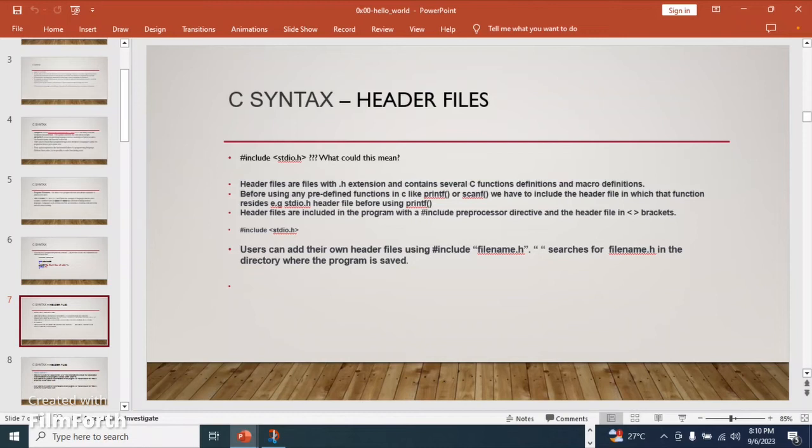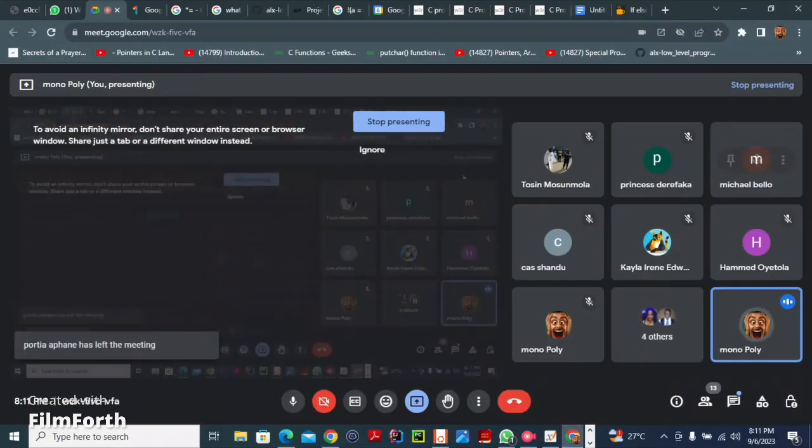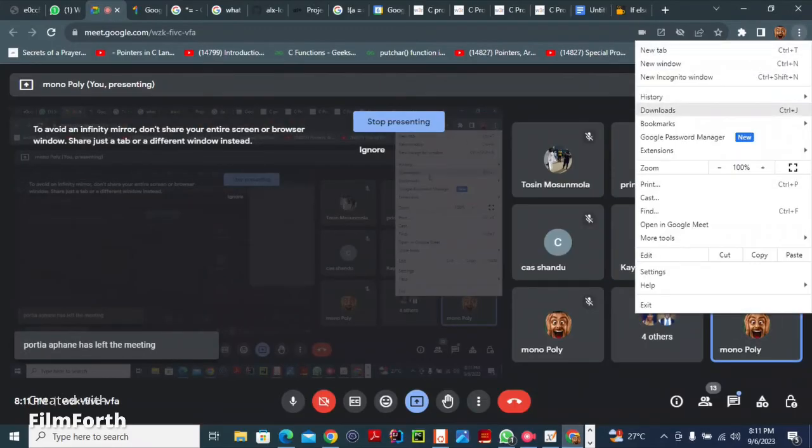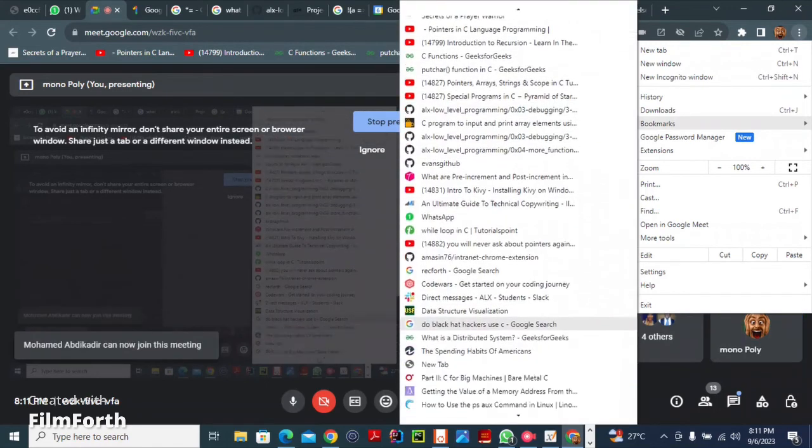That is the same way that the C standard library organizes its header files. There are header files specialized for mathematical calculation. There are header files specialized for input-output operations, like this one, standard input output.h. There are header files specialized for graphics. There are header files specialized for network programming, and so on and so forth. But they all end with .h. I can show you quickly, since you guys are seeing my screen.